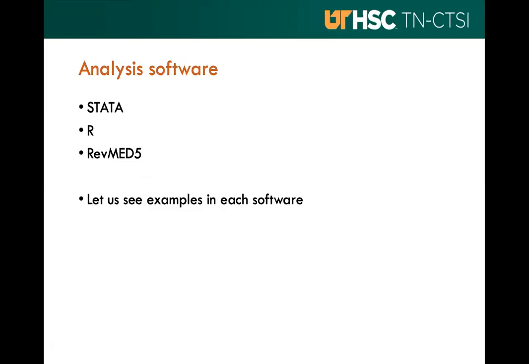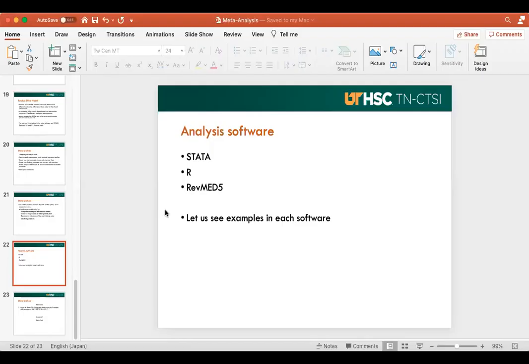So when we come to the analysis software, STATA is one of the software. This is enterprise-based software. You can subscribe for a license, and it's not very expensive. R is an open source statistical analysis software. There are statistical analysis packages for meta-analysis. RevMan 5 is another statistical analysis software. And let's have a look at a short example in each of these statistical analysis softwares.